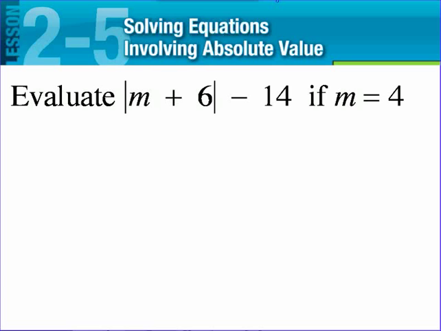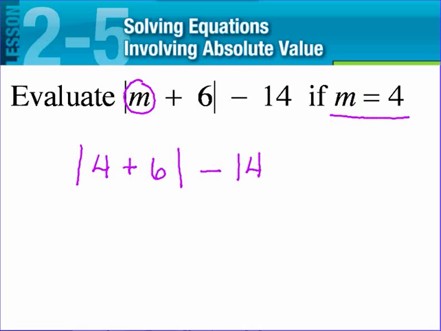And so what we're going to do here is plug in 4 for m. Wherever I see an m, I'm going to put the number 4, because it says to evaluate the absolute value of m plus 6 minus 14 if m equals 4. So I'm going to put in 4. It's going to be the absolute value of 4 plus 6, minus 14.